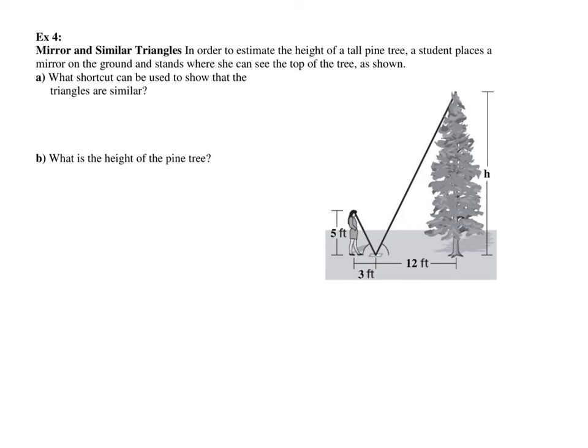All right, this is an interesting problem. Mirror and similar triangles. In order to estimate the height of a tall pine tree, a student places a mirror on the ground and stands where she can see the top of the tree. So she places it in a position, and then she walks back a little bit. She looks down, and she could see the top of the tree in the mirror. Pretty cool, huh?